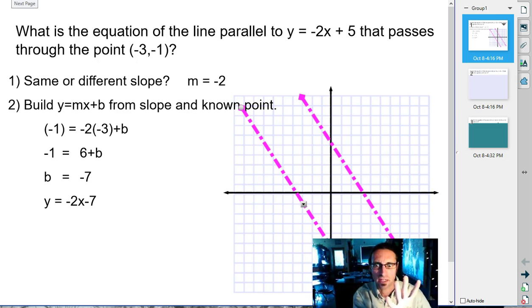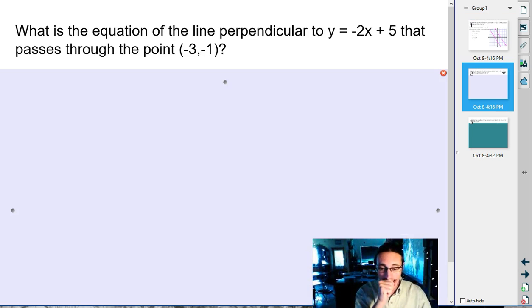So you did that in under 4 minutes. Question number 2. What is the equation of a line perpendicular to y equals negative 2x plus 5 that passes through the point negative 3, negative 1?